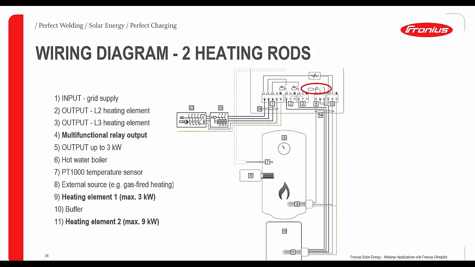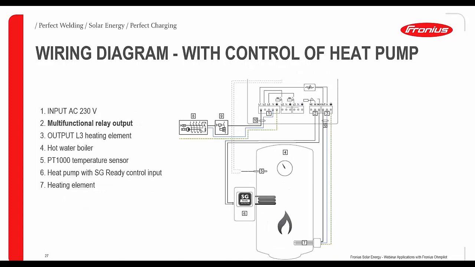It's just that the first phase output of the Ohmpilot is connected to this multifunctional relay, and from there we either switch onto heating element number 1 or element number 2. So either one of the heating rods will be supplied by this first phase, which is regulated by the pulse width modulation, so it's the stepless control for the first phase. Okay, so this would be for the 2 heating rods.